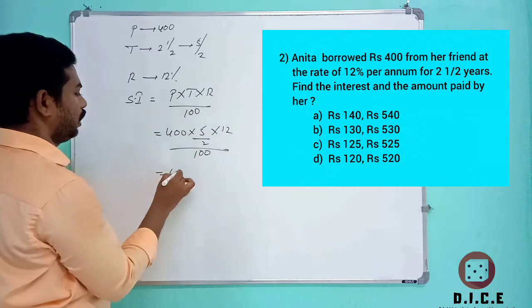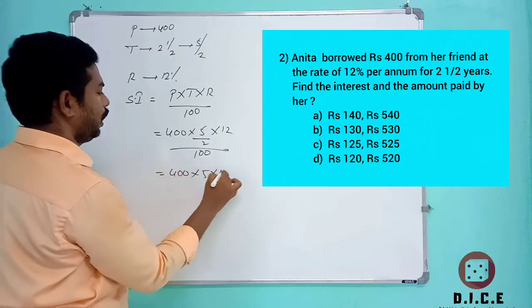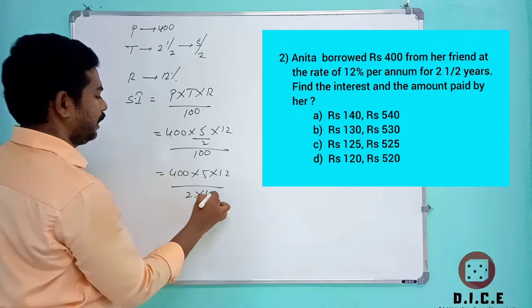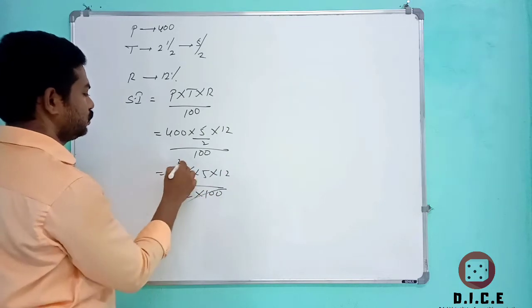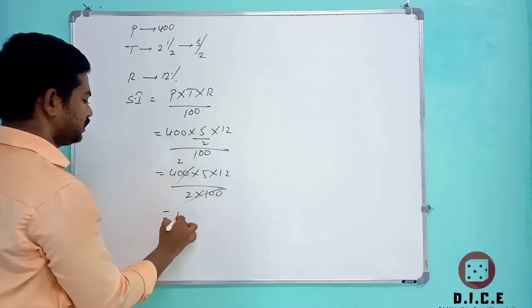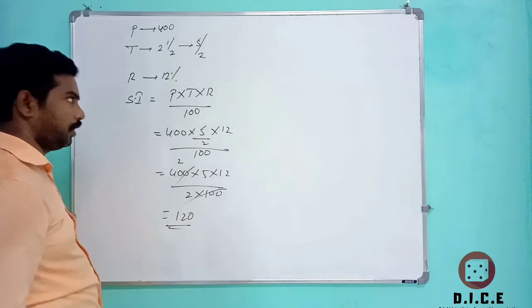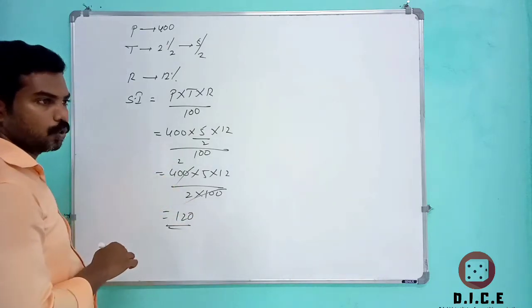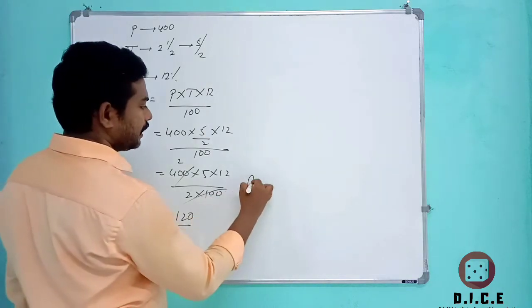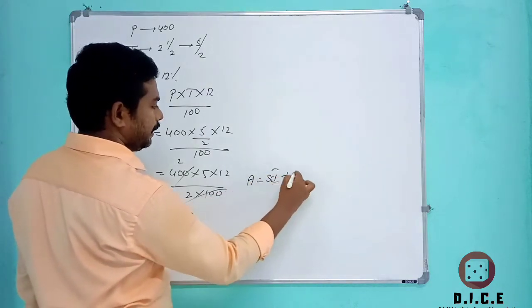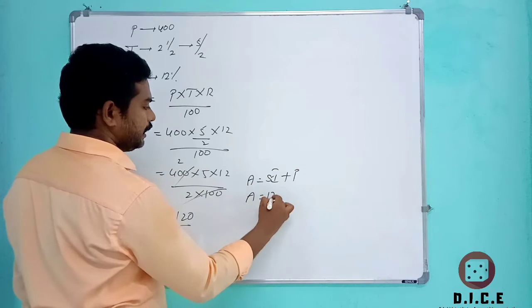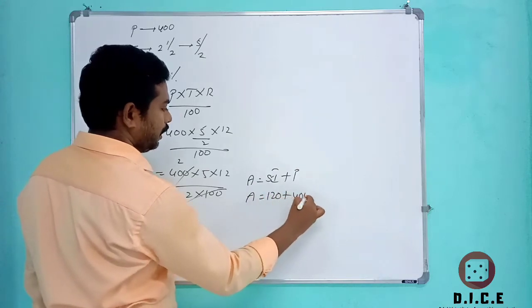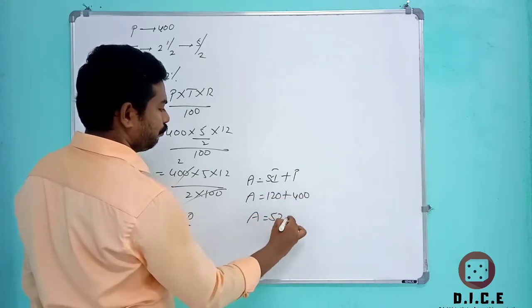That is nothing but 400 into 5 into 12 by 2 into 100. That is, 1s are 2, 2 5s are 10, and 10 12s are 120. The simple interest is nothing but 120. Now what is the amount? In this question we also want the amount. Amount is nothing but SI plus P. Therefore, SI is 120 and the principal is 400, so the amount is equal to 500.